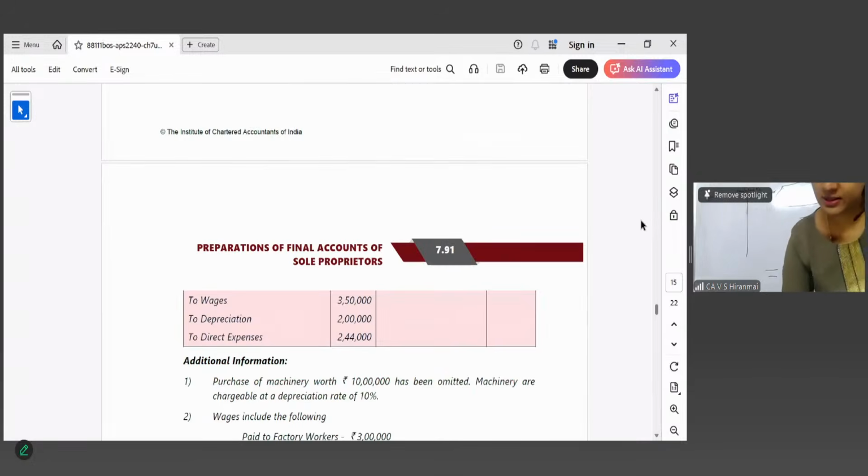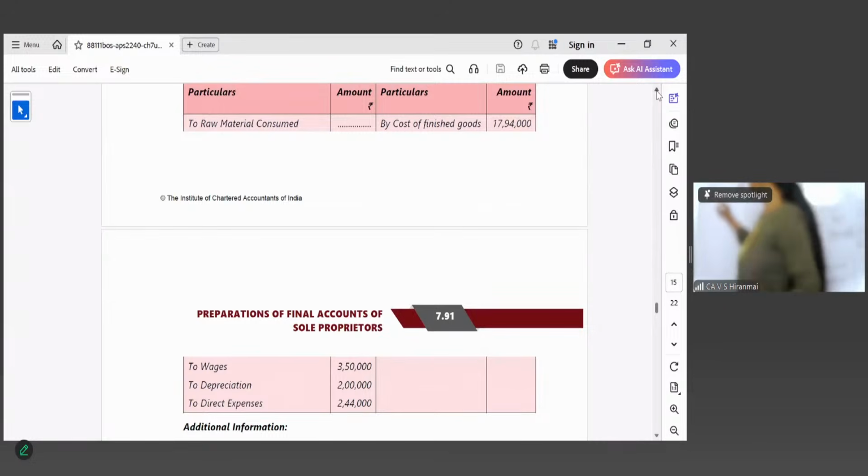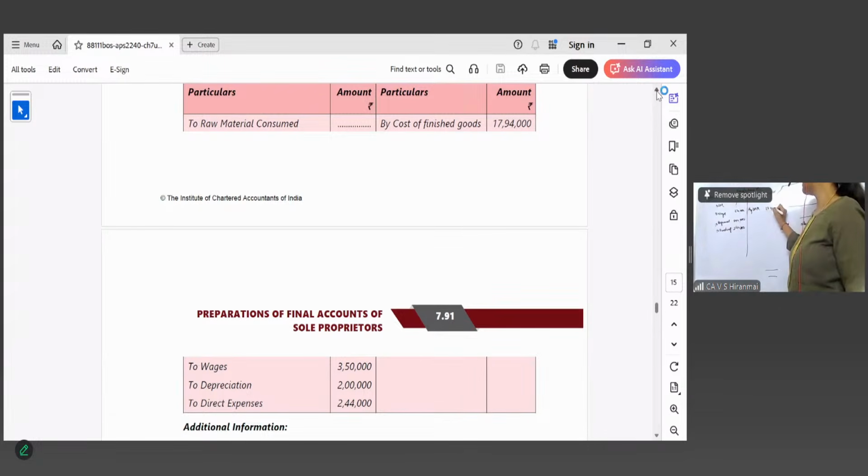All of you please see here in the manufacturing account, raw materials consumed is a question mark. You don't know. And then on this side, wages, depreciation, direct expenses. Wages value is 3,50,000 and this side it is 2 lakh rupees and then 2 lakh and 44,000, and cost of goods manufactured is 17 lakh and 94,000.